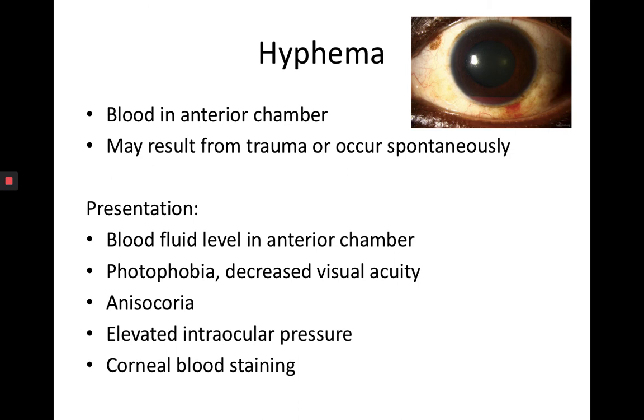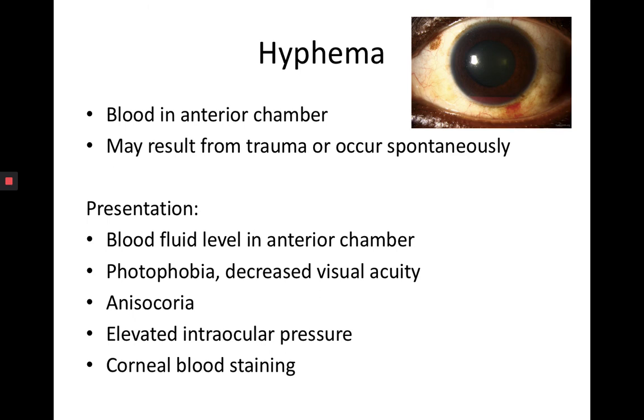It's commonly caused by trauma, but can occur spontaneously in patients who have clotting disorders or are on anticoagulants. On exam, you'll see a distinct blood fluid level in the anterior chamber. Some patients have microhyphemas, so the red blood cells are dispersed within the anterior chamber and don't layer out, and you may not see it unless you perform a slit lamp exam.